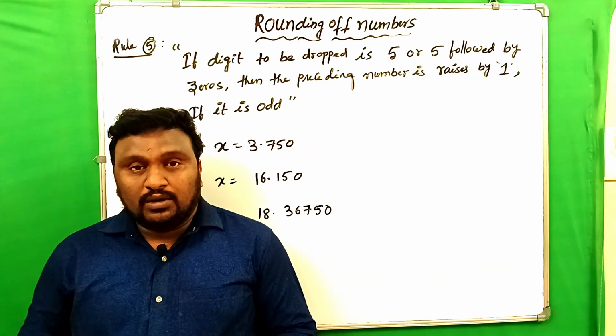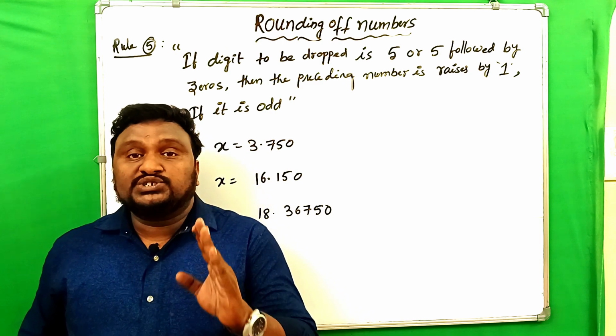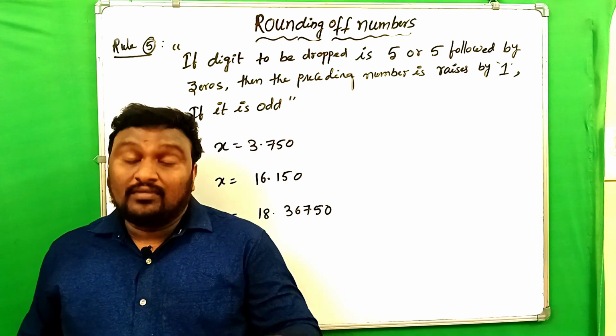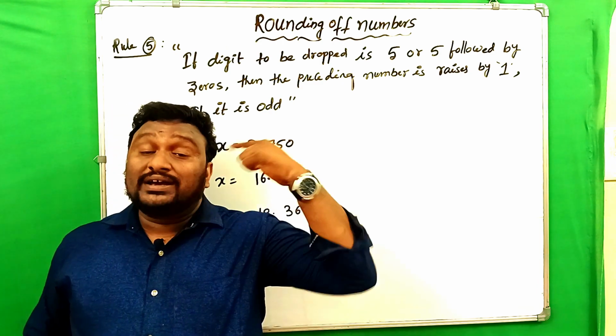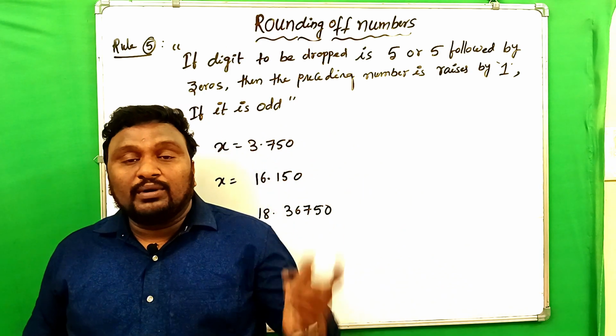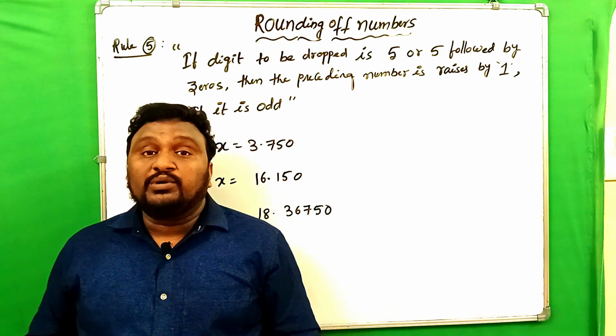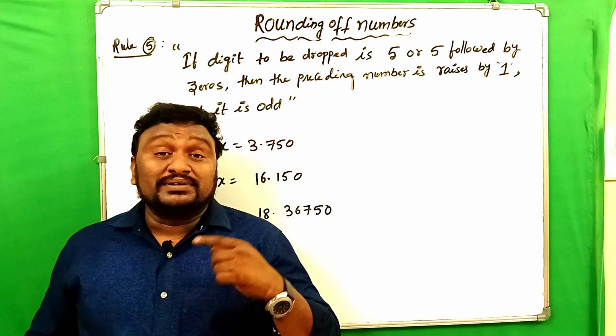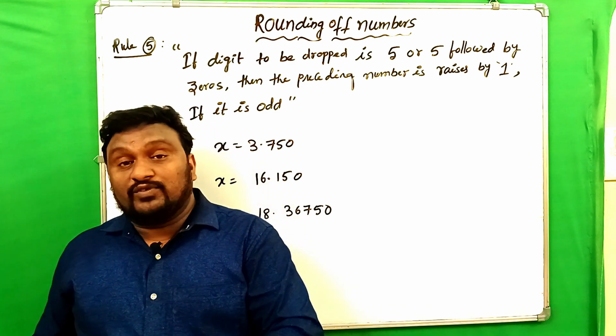Clear? Next rule: if the digit to be dropped is 5 or 5 followed by zeros, then we have to check whether the preceding number is odd or even.